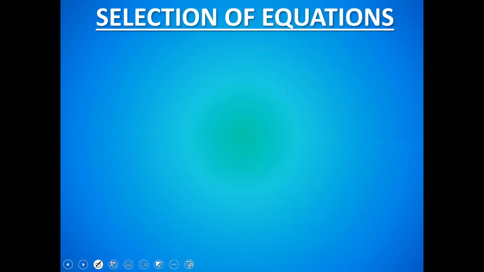Now, selection of equation. This is a very tricky part. Selection of equation means that when you are dealing with a projectile motion, how you will decide which equation to be used in what condition. So please give this heading.